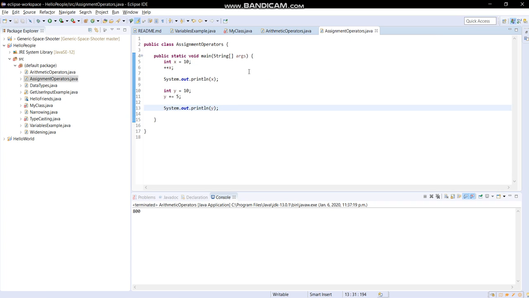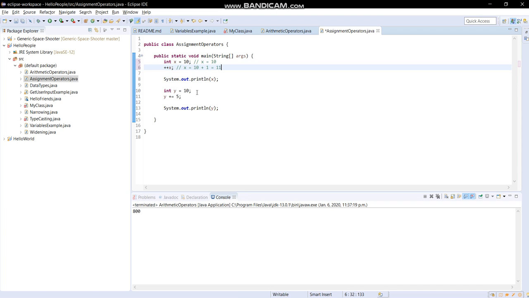Now moving over to assignment operators. Two examples here. We have int x equals 10, and then we have plus plus x. So what does this mean? x equals 10, that just means x equals 10. On this next line we have plus plus x. Plus plus is an example of incrementing it by 1, so this would be x equals 10 plus 1. When we print this out, you should see that it equals 11.